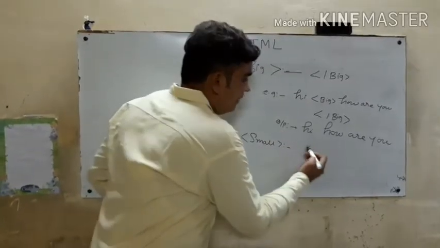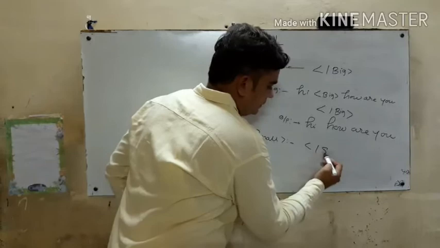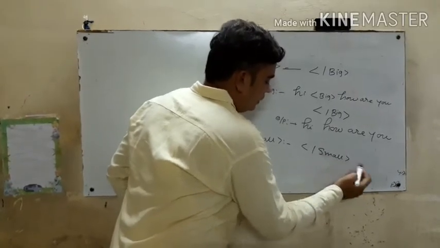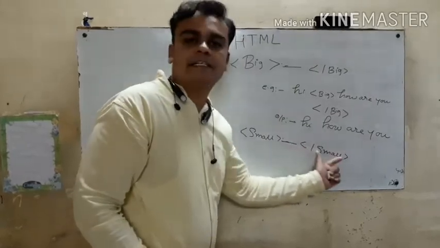It is also a pair tag. Its companion tag is /small, and the information should be present in between the small tag and the /small tag.